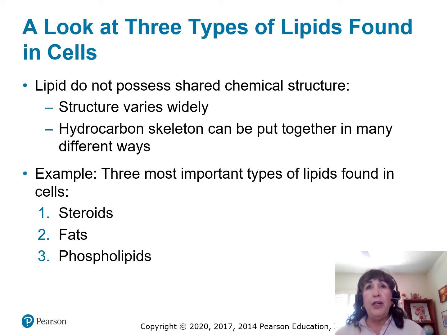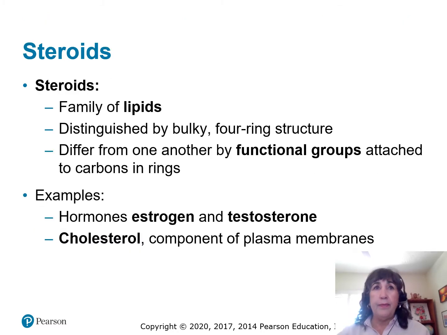Lipids do not possess a shared chemical structure, so there is no monomer for fats. The only thing that they have in common is that they're insoluble in water. So they have a wide variation in structure, and there's no monomer for them. Many do have a hydrocarbon skeleton that can be put together in several different ways. So we're going to talk about 3 types of fats, but really the most important fat that we'll be talking about in this chapter are the phospholipids. We'll be talking about steroids, fats, and phospholipids.